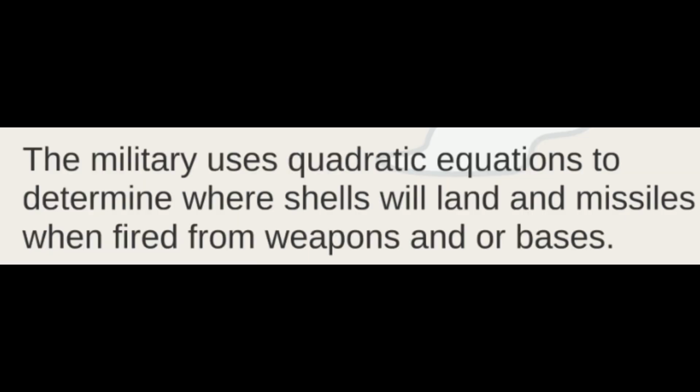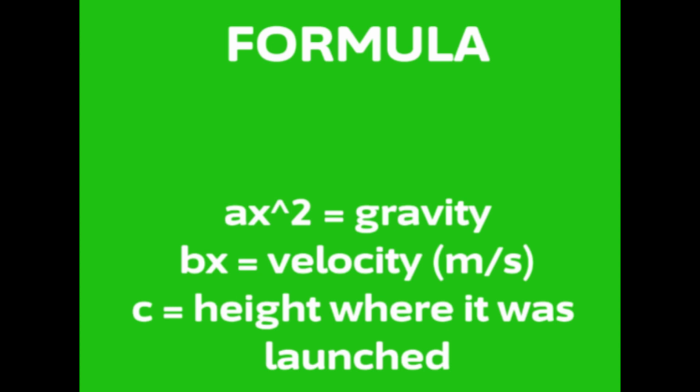The military uses quadratic equations to determine where shells and missiles will land when fired from weapons or bases, such as launchers. Now, I need you to keep this formula in mind. Ax squared, or the quadratic coefficient, is equivalent to the gravity force. Bx, or the linear coefficient, is equivalent to the velocity, preferably meters per second. And c, or the constant term, is the height where it was launched.